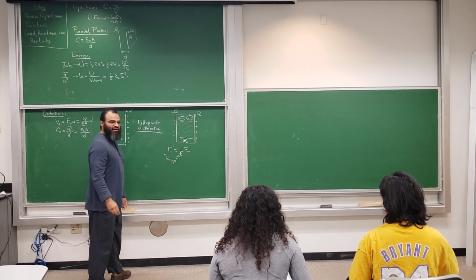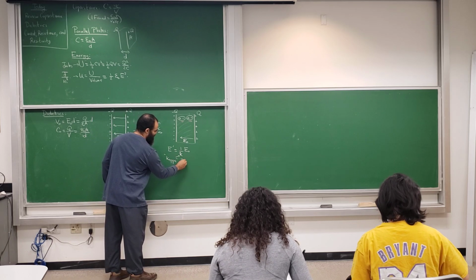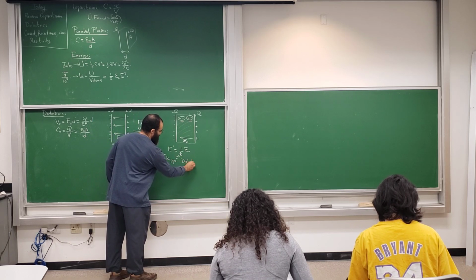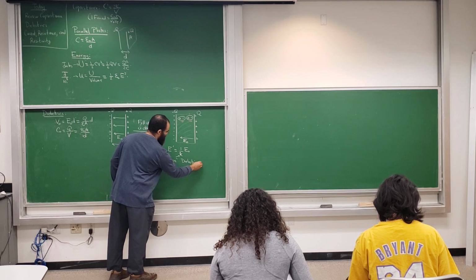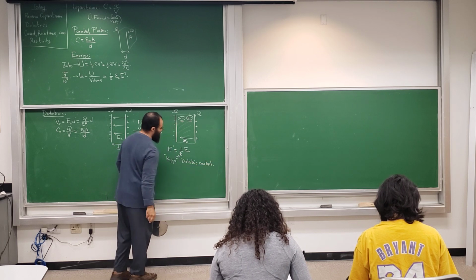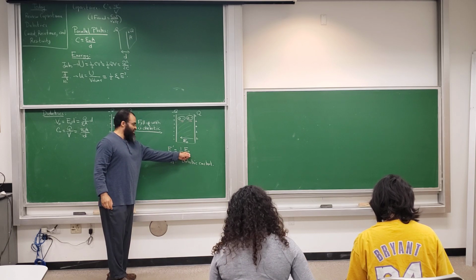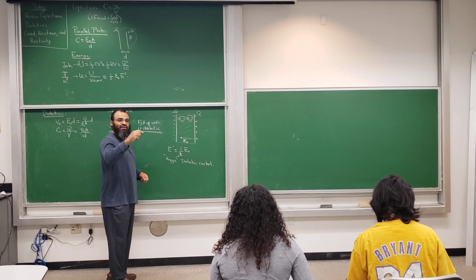That's called the dielectric constant. This is the dielectric constant. It doesn't have any units, right? Because electric field equals electric field, it must have the same unit, so this one should be dimensionless.